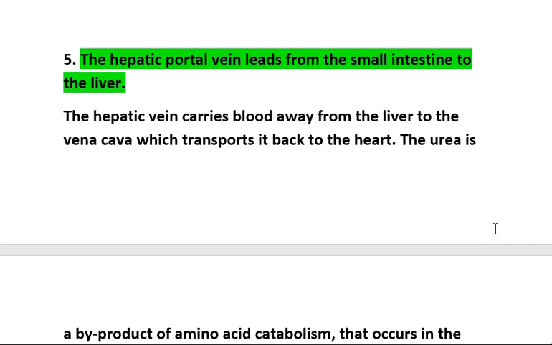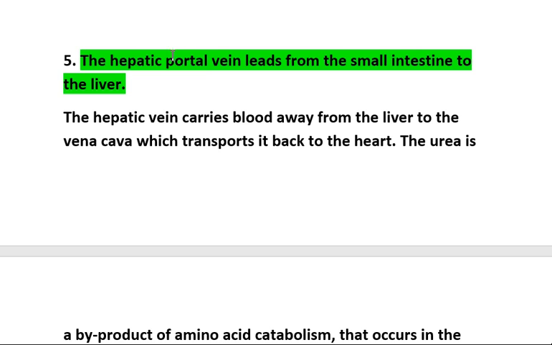Here you have to understand the difference between the hepatic portal vein and the hepatic vein. Just pause the video and read the sentence again. You will understand it very clearly.